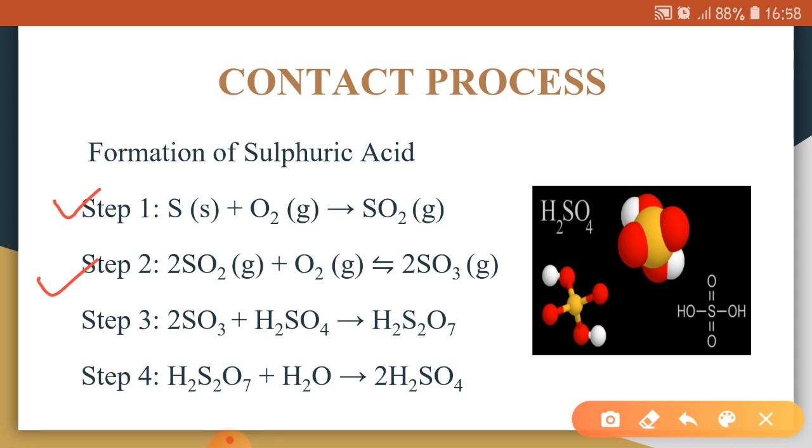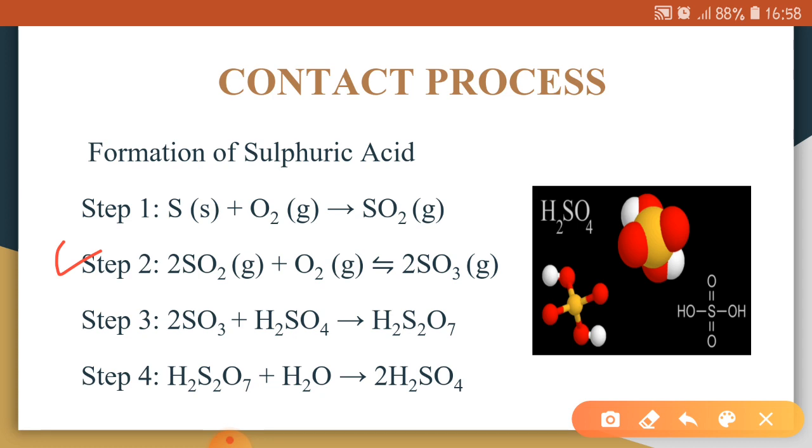And in the third step, sulfur trioxide reacts with sulfuric acid to form oleum. And this oleum in the fourth step reacts with water to form sulfuric acid. Right? So this is a 4-step process. Now see that it is step 2 that is the reversible reaction. All the other steps are irreversible reactions.